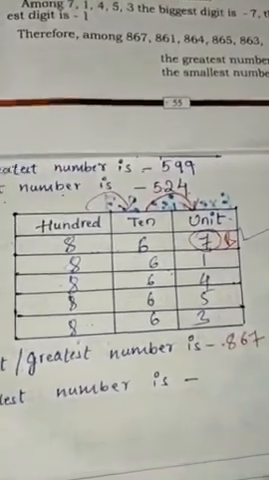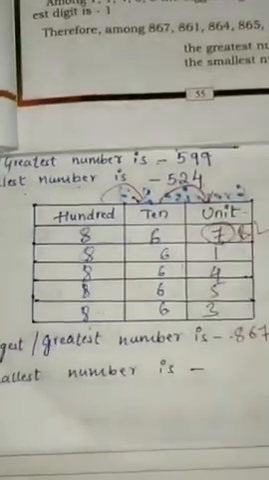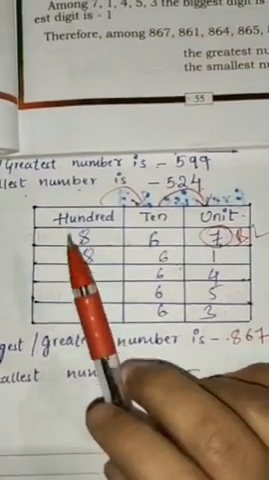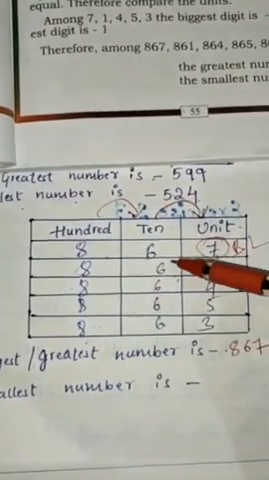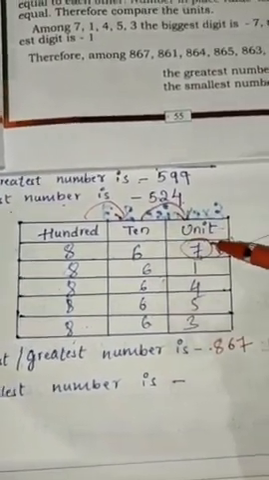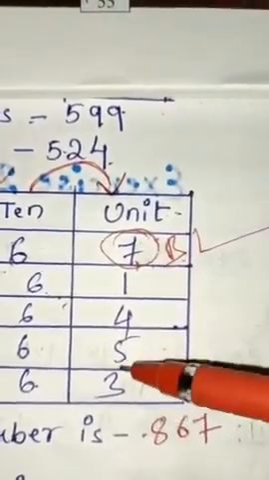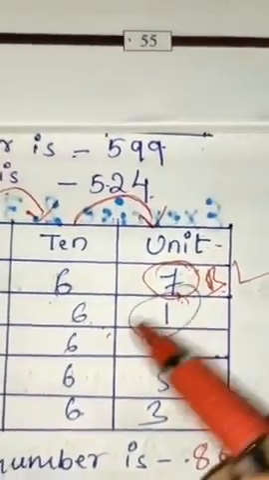867. Okay, now come to the smallest number. First, what you have to do? Yes, first you have to compare the numbers in the 100 place. If all the numbers are the same, you have to go to the 10th place. If all the numbers are the same in the 10th place, next you have to move to the unit place, right? So now you tell me which is the smallest digit here. Yes, 1 is the smallest digit.